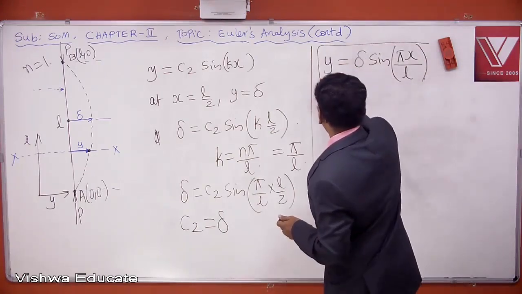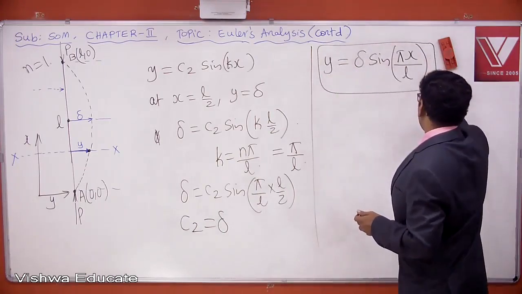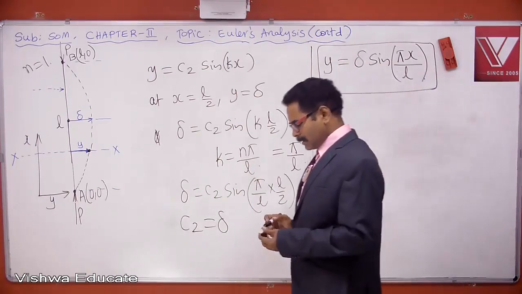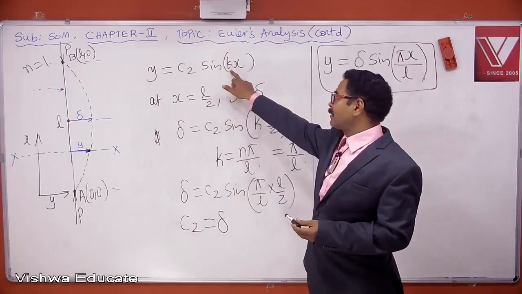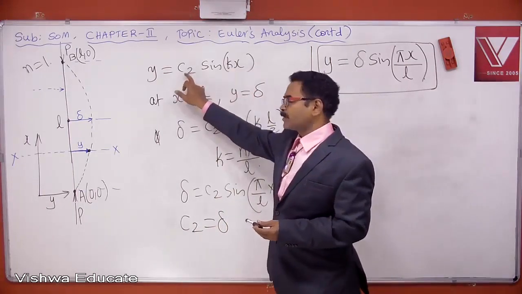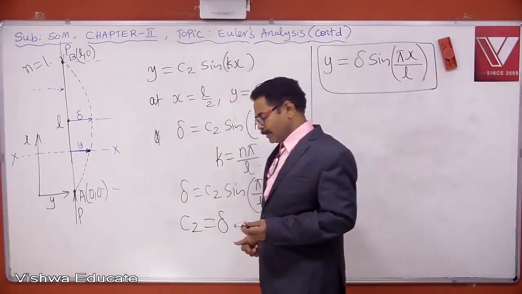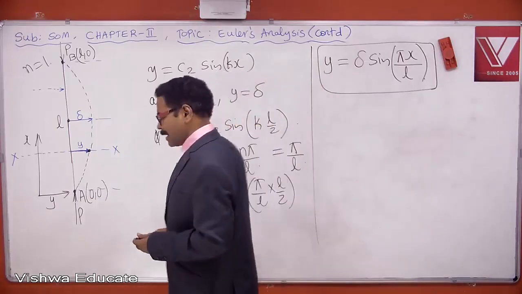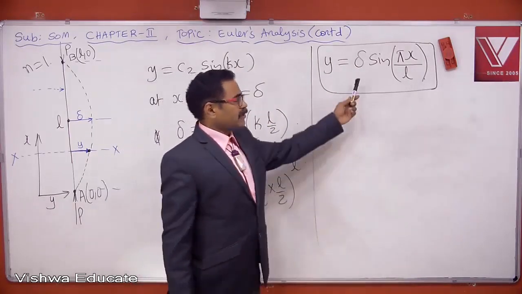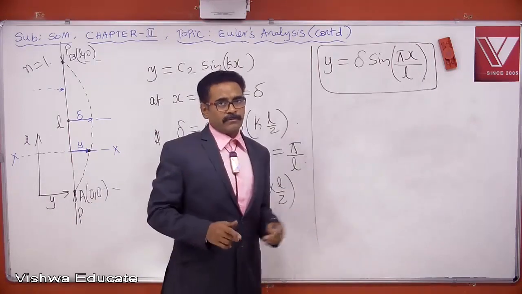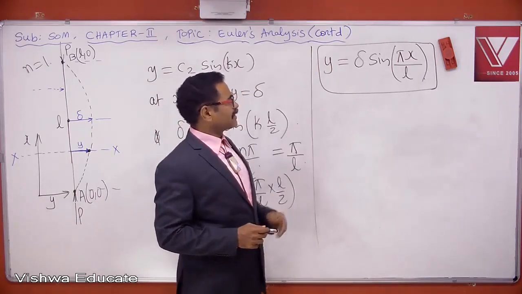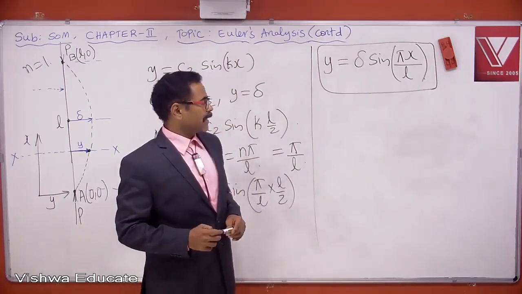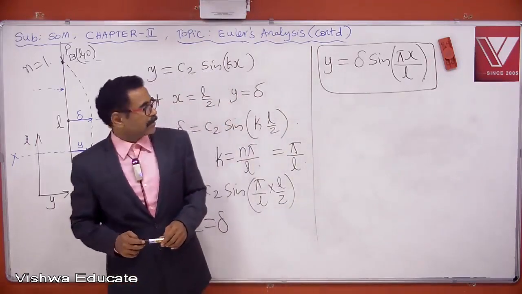So this is the solution. For the first mode, K is equal to pi by L. In this expression, in place of K, I am writing pi by L, and in place of C2, I am putting delta. So this is our solution, and it is only valid for the first mode. So y is equal to delta sine pi x by L. Please copy all these contents.